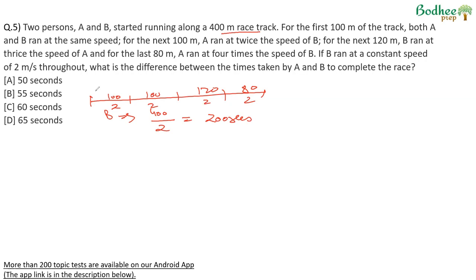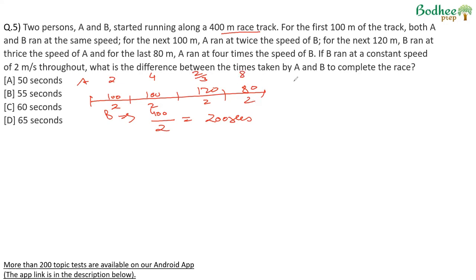Speed of A is different. For the first 100 meters, A and B run at the same speed. So speed of A here is also 2 meters per second. For the next 100, A runs at twice the speed of B. So here the speed of A becomes twice of 2, that is 4. For the next 120 meters, B ran at thrice the speed of A. So A's speed was 1/3 of B. So here speed will become 2 by 3. And for the last 80 meters, A ran at 4 times the speed of B. So 2 into 4 is 8.